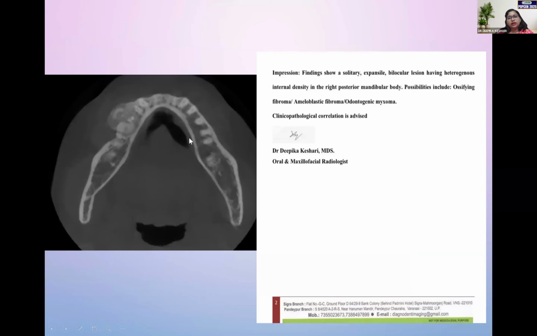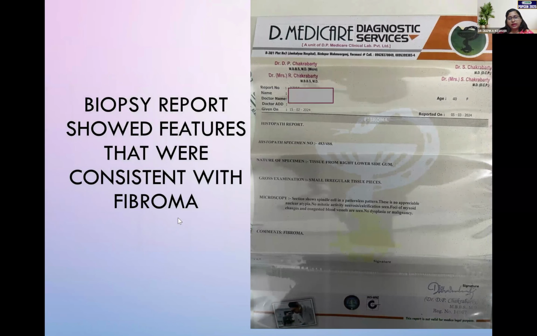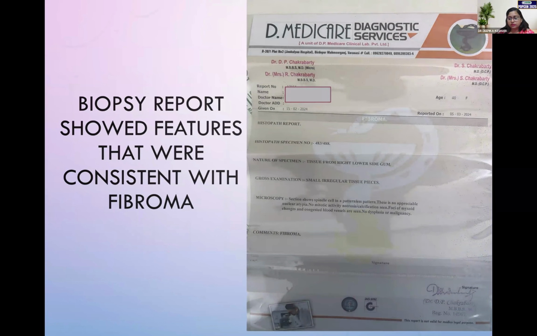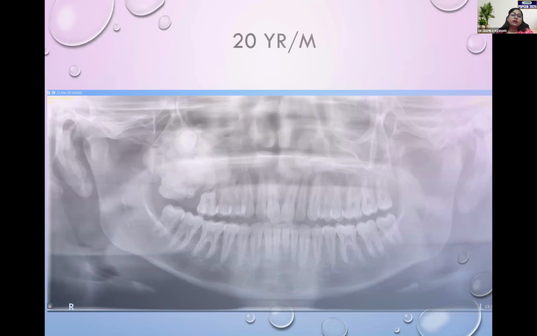So a differential diagnosis of ossifying fibroma and ameloblastic fibroma was considered, and the histopathologic features were consistent with that of fibroma. Now, this case was reported by a general pathologist, so that's why only this fibroma diagnosis was given. An oral pathologist can help better in this case.